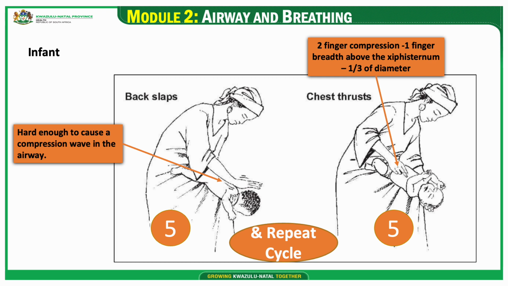And then you just keep alternating these maneuvers of 5 back slaps and 5 chest thrusts until either the obstruction is relieved or the patient loses consciousness, in which case you proceed to CPR.